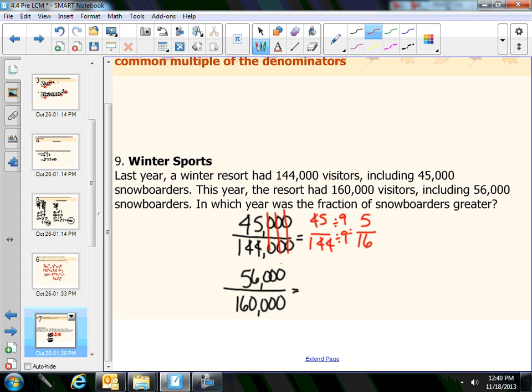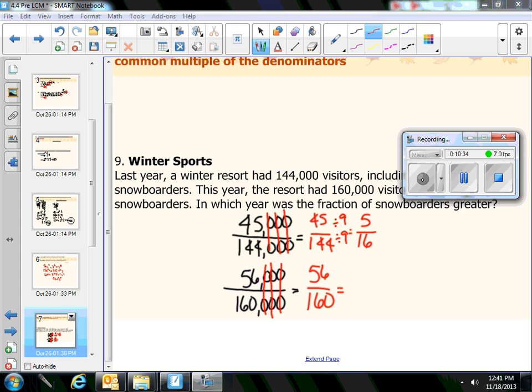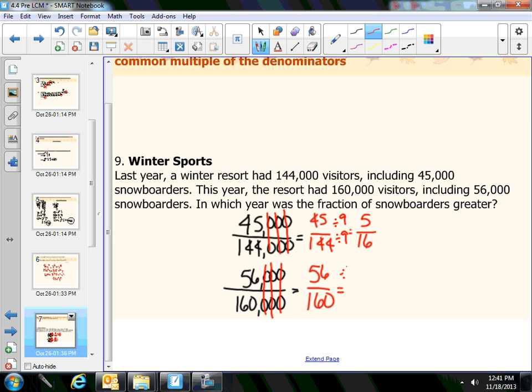So now we're going to simplify the next fraction, which is this year's. We're going to divide the numerator and denominator by 8. So our reduced fraction is going to be 7/20. Now, we need to determine which is the larger, 5/16 or 7/20. So we're going to do that by finding the least common denominator, or the least common multiple, of 16 and 20.